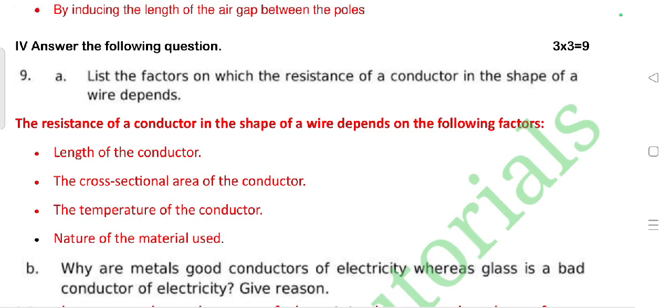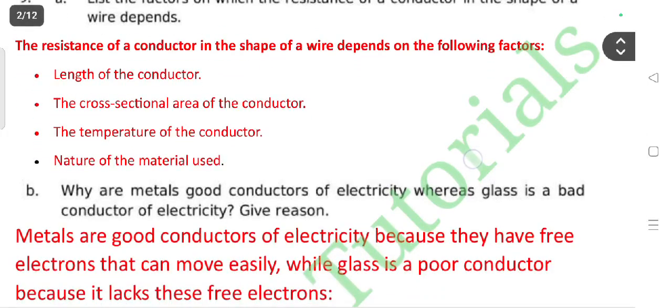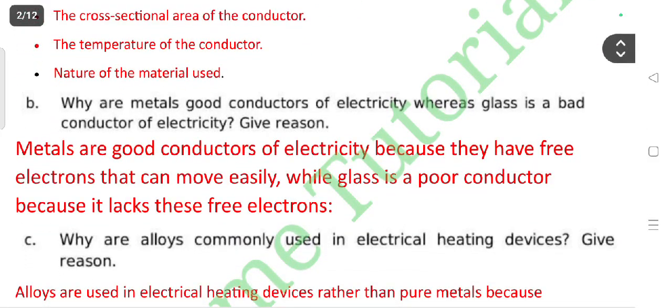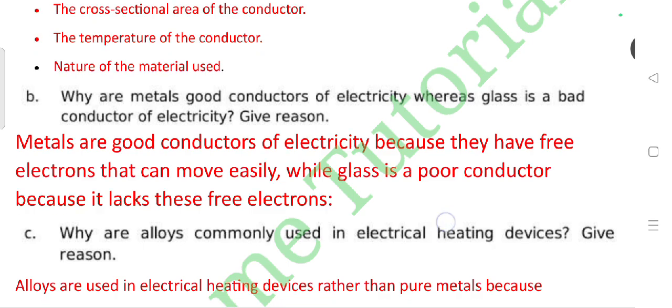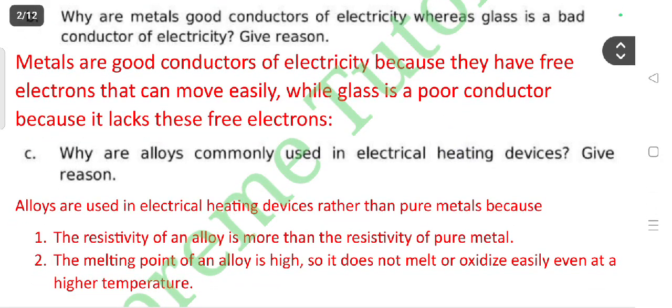3 marks question. List the factors on which the resistance of a conductor in the shape of a wire depends. The length of the conductor, cross-sectional area of the conductor, the temperature of the conductor, and the nature of the material used. Now B question, why are metals used as good conductors of electricity, whereas glass is a bad conductor of electricity? Because metals are conductors because they have free electrons that can move easily, while glass is a poor conductor because it lacks these free electrons.